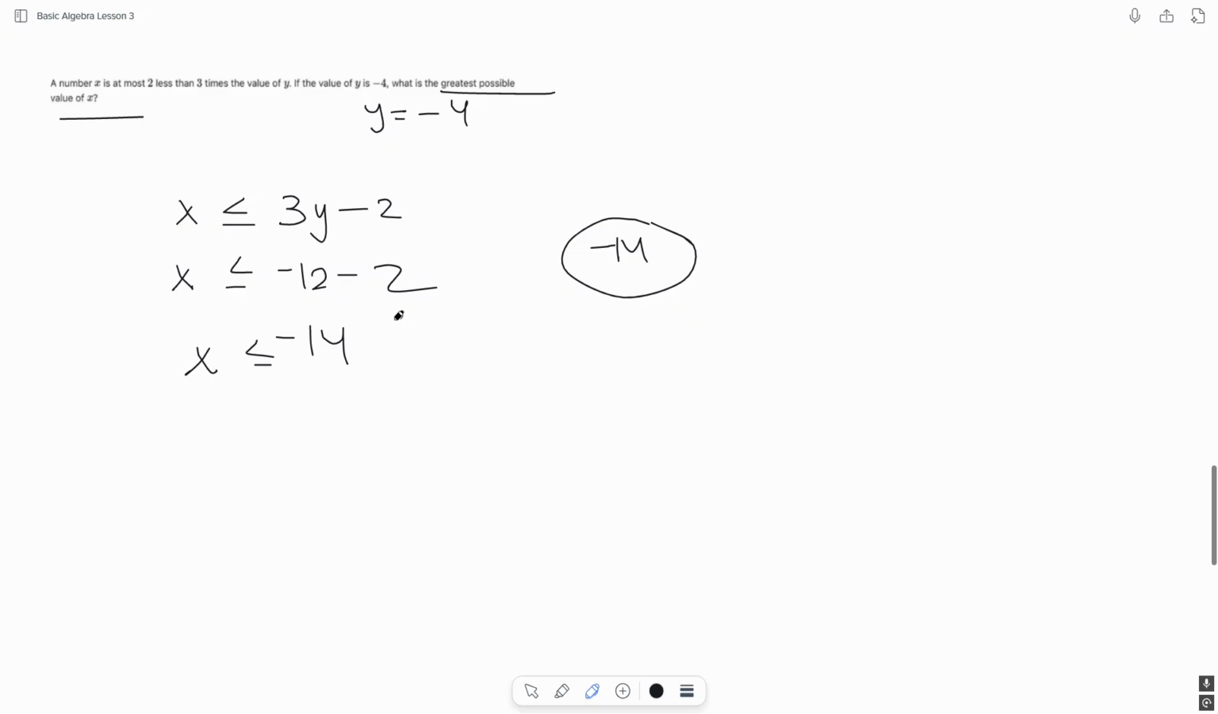Because it can be -14, -15. This would look something like this, where let's say this is -14, close dot to the left. -14 is the highest value it can be.